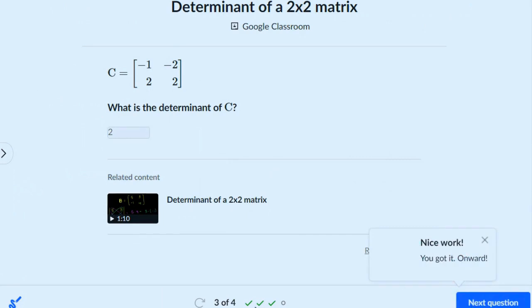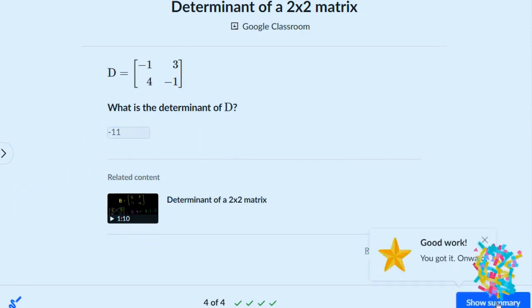See, I'm on problem number 3 because I did a couple of these already. Next question. What's the determinant of D? -1 times -1. Well, that's just 1. And then we subtract 3 times 4. So 1 minus 12 is -11. Fabulous. Look at that.